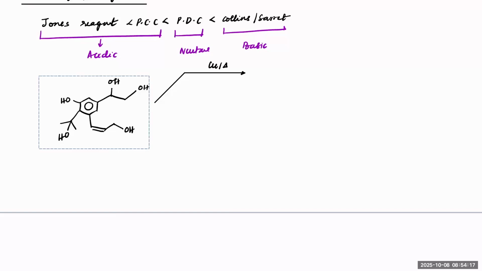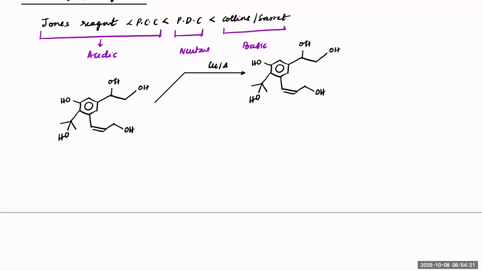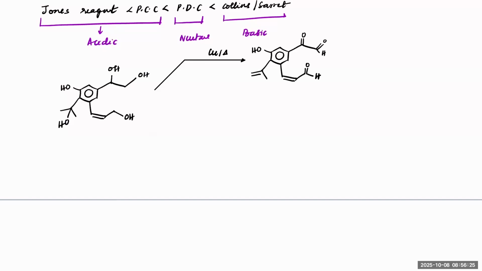What will happen? If you take copper and heat, wherever there is a primary form, you convert that into aldehyde. Secondary form, you convert into ketone. And tertiary, you convert into alkene. Here also you convert into aldehyde. That's it. This is the product that is formed when you have copper and heat.